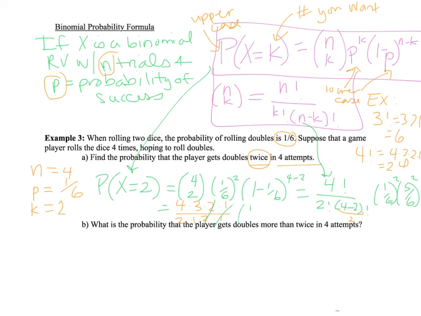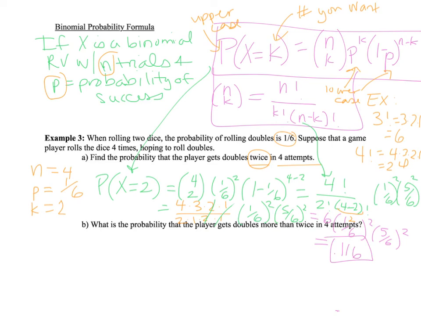And that's times 1/6 squared times 5/6 squared. So I'm just going to end up with this being 6 times 1/6 to the second times 5/6 to the second. My final answer, and I recommend that you work this out on your calculator to make sure you're doing okay, is going to be 0.116.